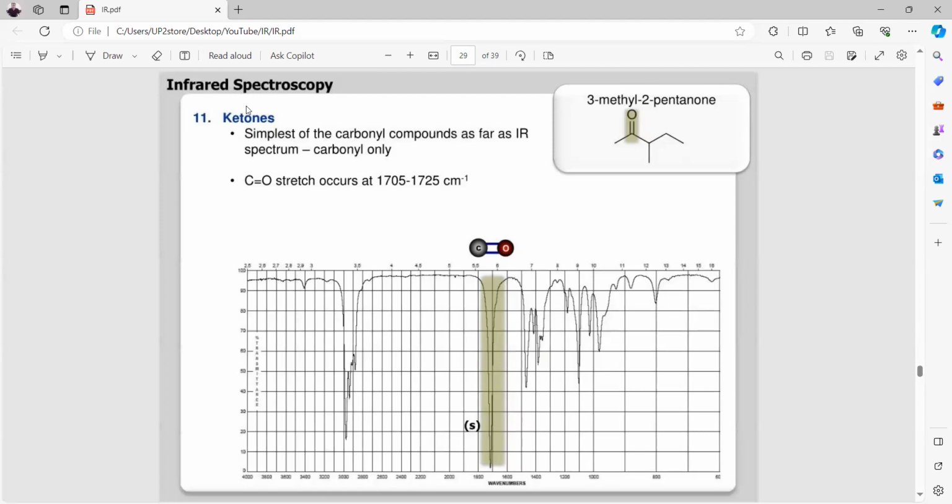Let's talk about ketones, and we have an example, 3-methyl-2-butanone, the simplest of the carbonyl compounds as far as the IR spectrum goes, carbonyl only. The C double bond O stretch occurs at 1705 to 1725 centimeter minus 1. And from here, in the yellow shadow, you can identify the carbonyl functional group.